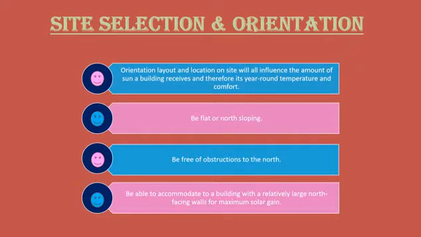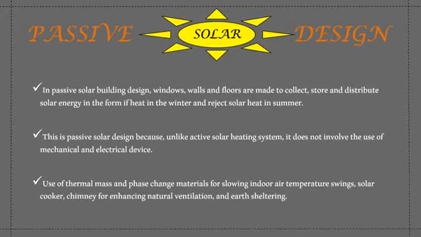Orientation, layout, and location on site will all influence the amount of sun a building receives and therefore its year-round temperature and comfort. The site should be flat or north sloping, be free of obstructions to the north, and be able to accommodate a building with relatively large north-facing walls for maximum solar gain. Now we will discuss the design of zero energy building.